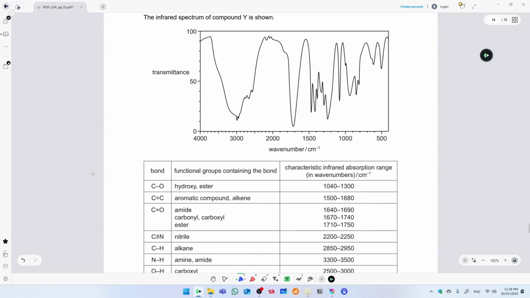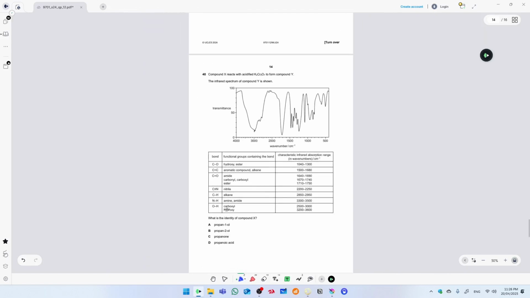Okay, so now we're in the IR spectroscopy. What is the identity of compound X? Compound X reacts with acidified K2Cr2O7 to form compound Y. So it's oxidized and forms compound Y. Compound Y is this. Okay, so let's look at the peaks. So the most prominent peak is this very broad peak. So it's an OH, and it's at 3000. So it's most definitely a carboxyl. So compound X forms a carboxyl.